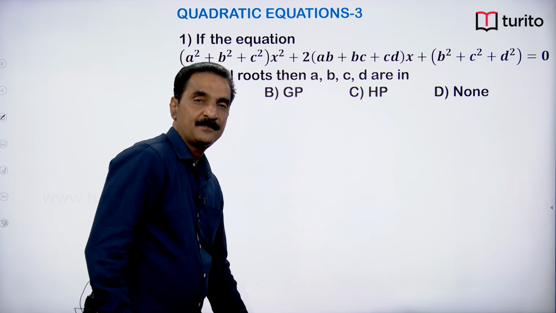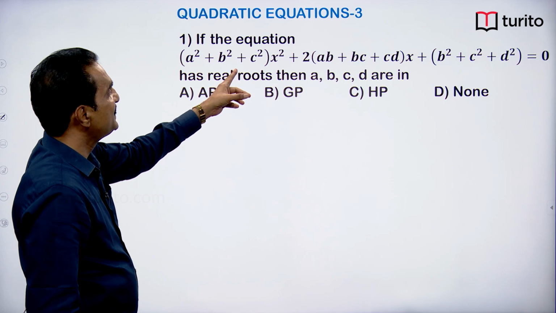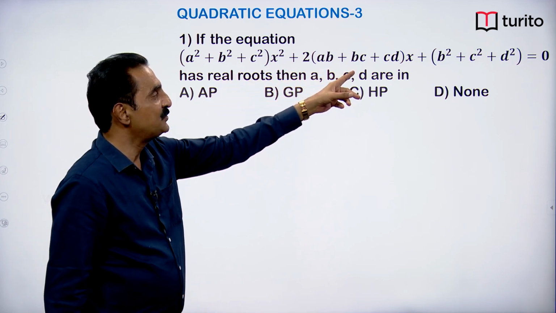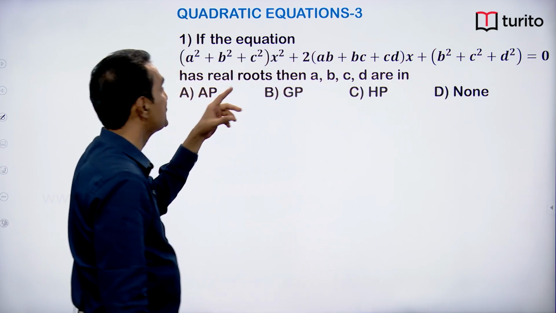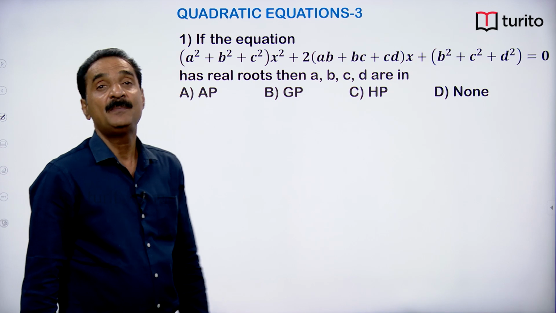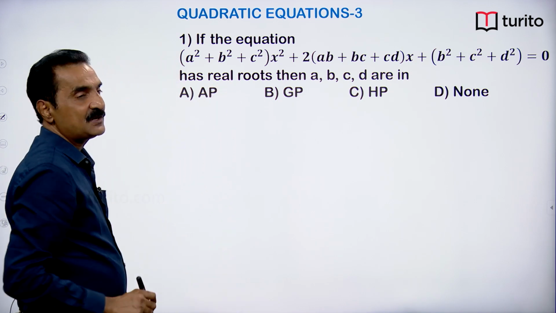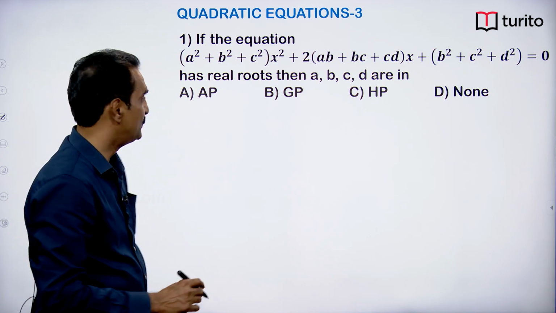The first question: if the equation (a square plus b square plus c square) into x square plus 2 into (ab plus bc plus cd) into x plus (b square plus c square plus d square) is equal to 0 has real roots, then a, b, c, d are in. What is the condition for real roots? Discriminant should be greater than or equal to 0.